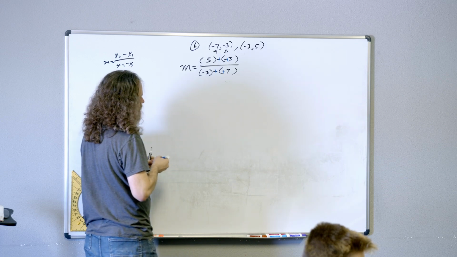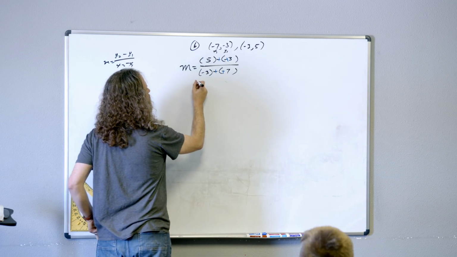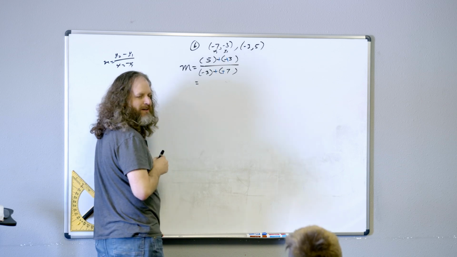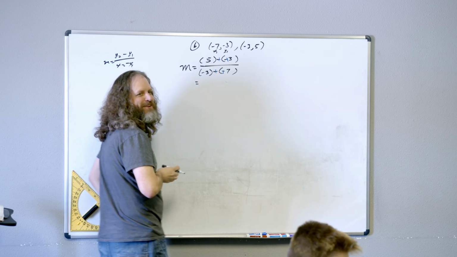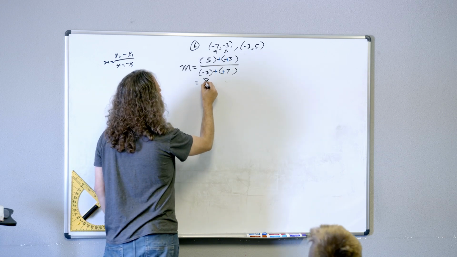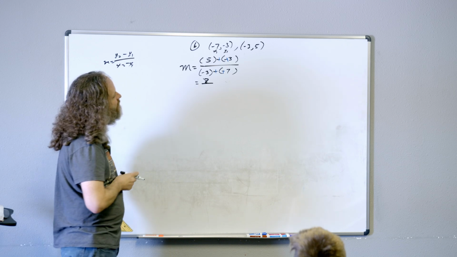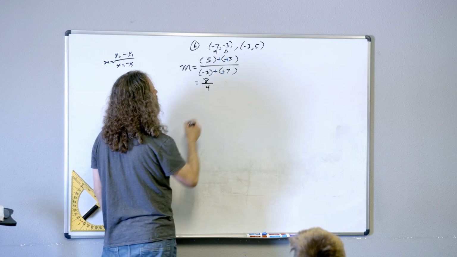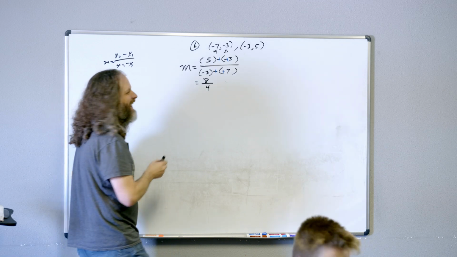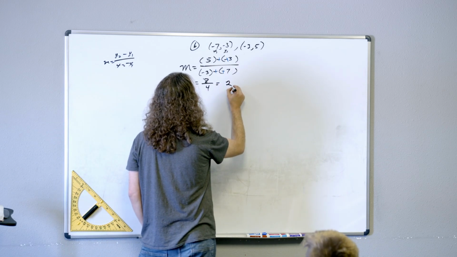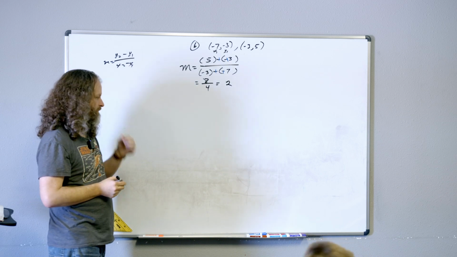What's 5 plus 3? 8. Oh, I thought you said 18. And -3 plus 7? 4. Does it reduce? 1/2. No, 2. That's what you meant. Flipped it in my brain. You did, it's okay.